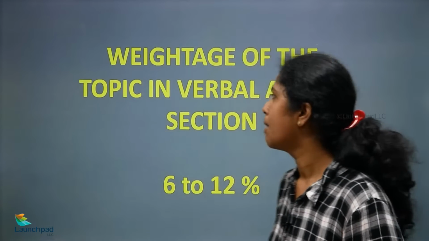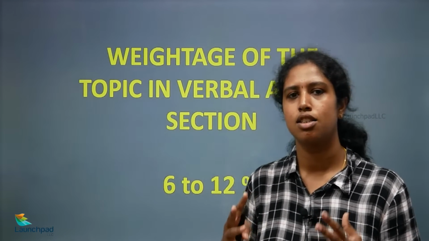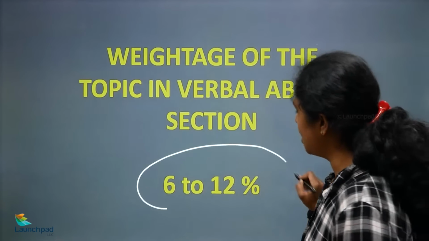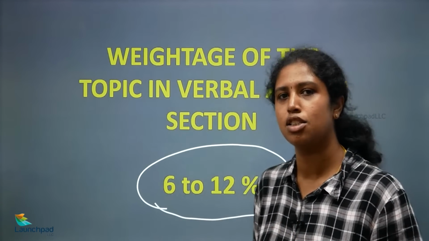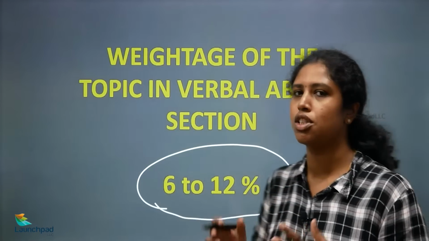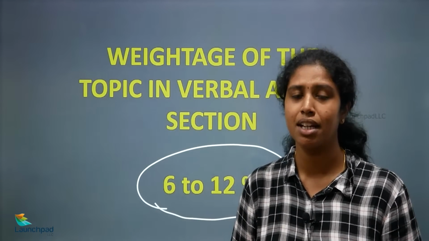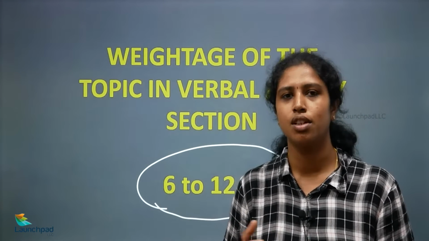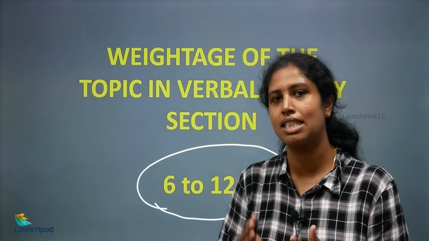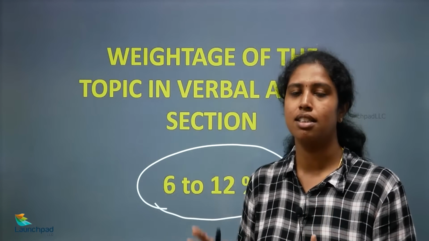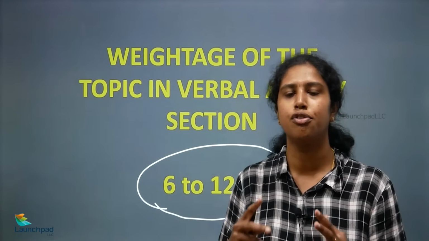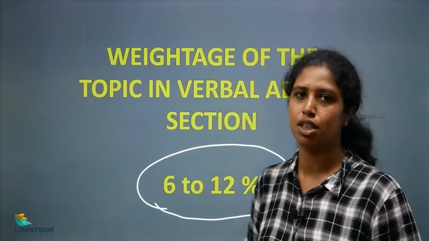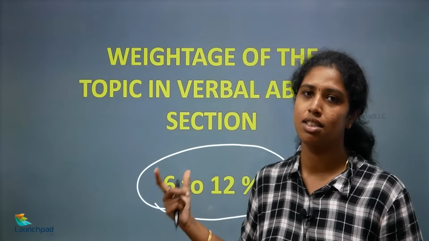Okay, so what is the weightage of this topic in any verbal ability test? If you see, the verbal ability section will consist of nearly 6 to 12% of questions from this topic, right? Because this topic on the whole involves a lot of grammar and your logical thinking. So let's see step by step what is required. But at least you can expect around 4 to 5 questions in the verbal ability section from this particular topic, right? So that's why we say that this topic is very important.